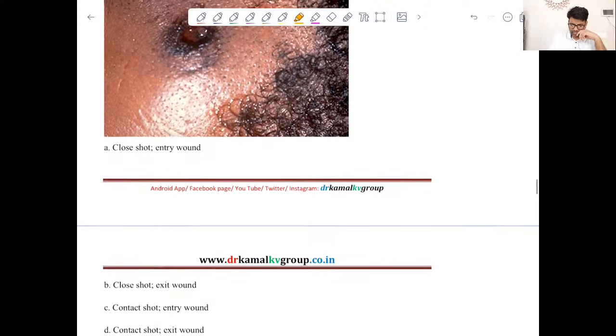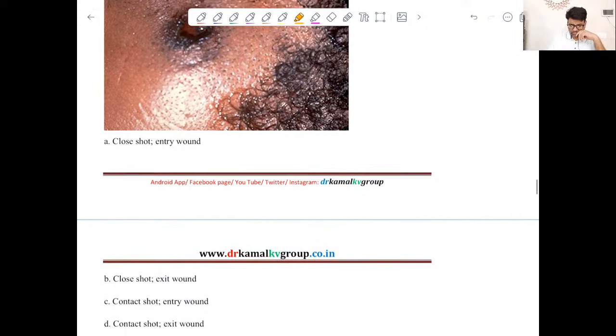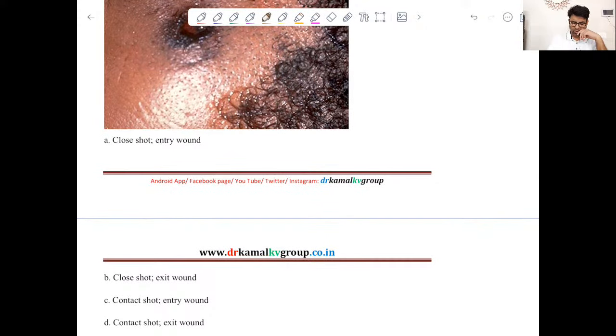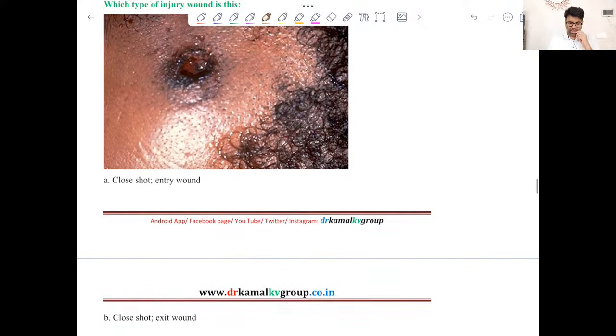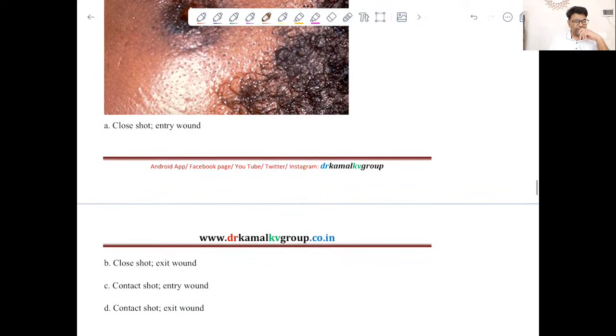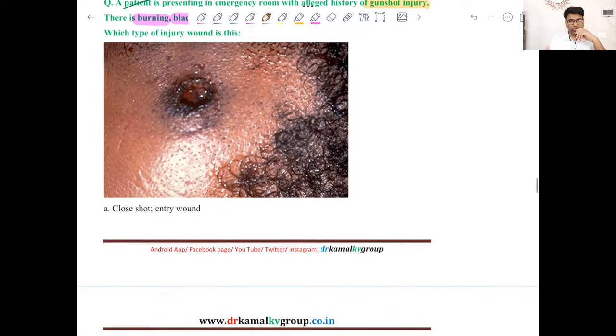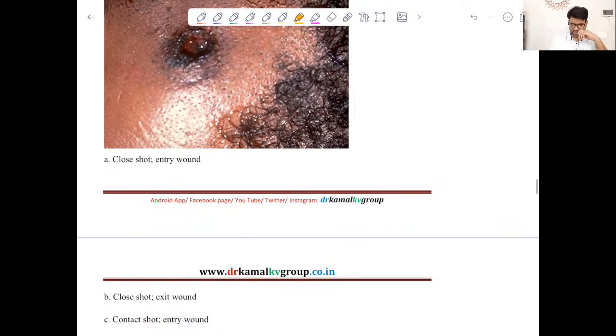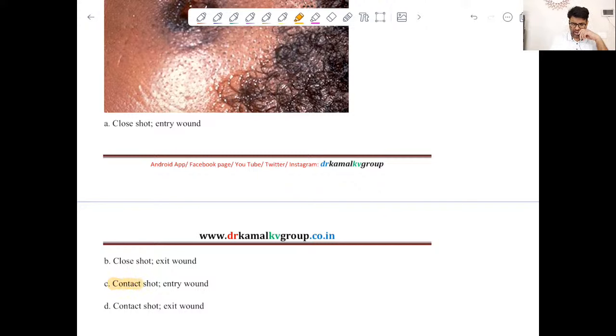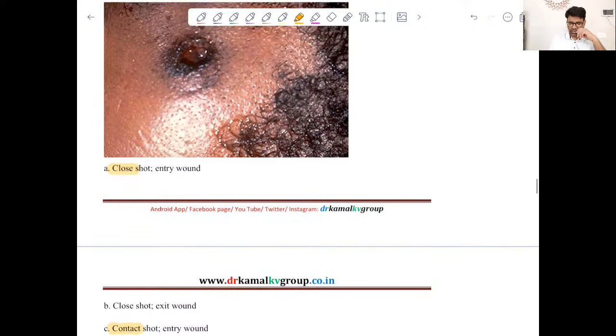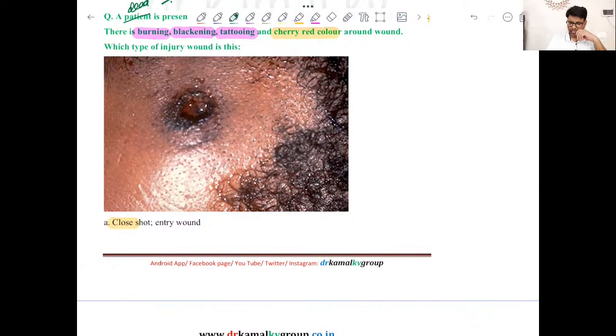yes, you are right, but there are two options which you need to rule out to reach the right answer. So you have to choose from the two to get to the perfect answer. Now here, very good, it's entry. Now for those who are starting forensic for the first time, I have kept two options here. One is contact shot and another is close shot. Okay, so now what happens?